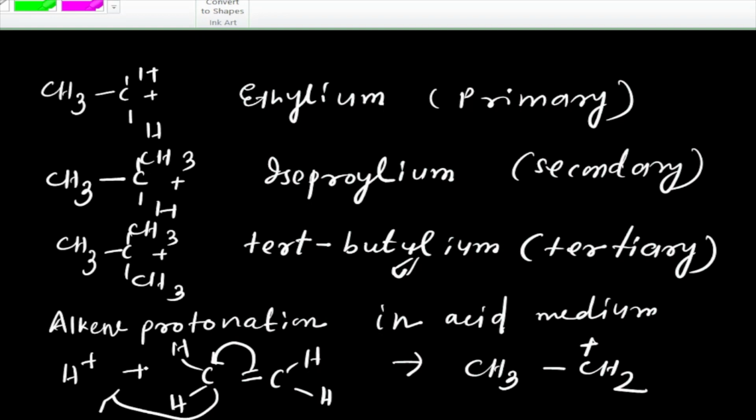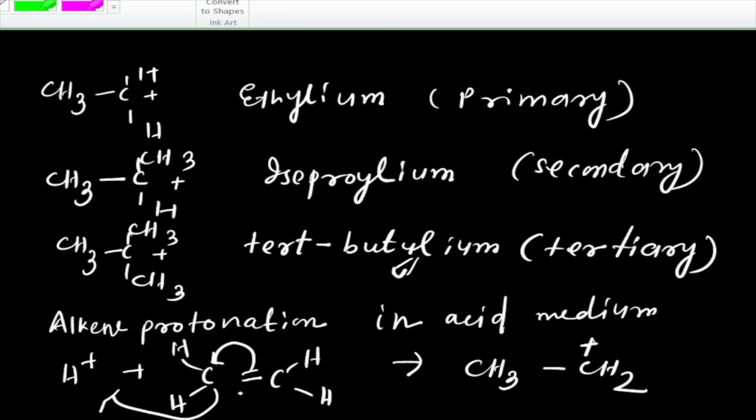And now alkene, if protonated in acid medium, then what happens? It gives the carbonium ion. Now see, this is a proton and this is ethene. Then what happened? Here the pi bond electrons are transferred, localized to this carbon. See, that is why what happened?